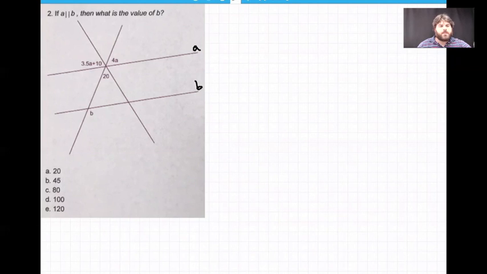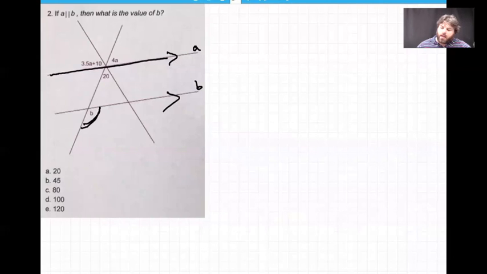All right, number 2 says, if line A is parallel to line B, then what is the value of B? Okay, so what they're saying is that these lines here are parallel to each other. It's kind of bad that they use A and B as lines and as variables. You won't usually see that, but we'll try to make sense of what's happening here. So I'm looking for this angle right here. Since these lines are parallel, I know that this angle would be the same as B. So the question is, can I figure out this angle right here? That's my question.